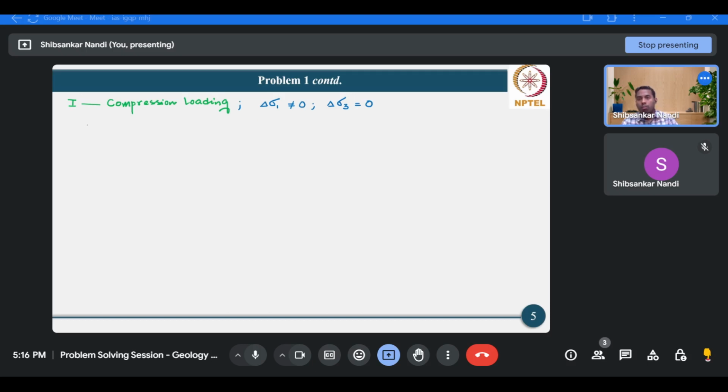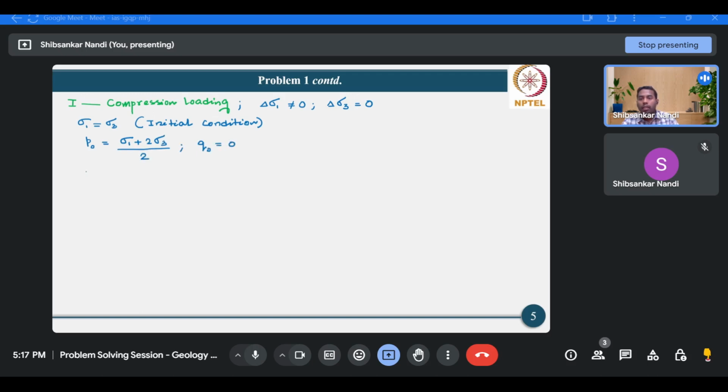Now the initial condition, as I mentioned, is that sigma 1 and sigma 3 are equal, and that is the same for all the loading conditions. At the beginning of the loading, this is the initial condition. Therefore your P0 is sigma 1 plus 2 sigma 3 by 3, and your Q0 is 0.